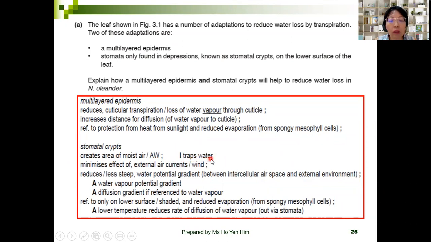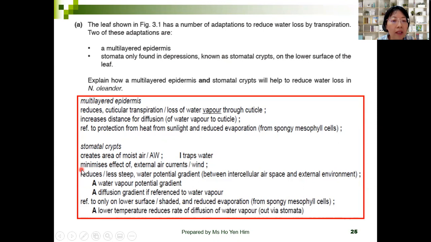Okay, ignore trapped water. They do not want a student to say that stomatal crypts trap water. It will not give a mark. So the air in the stomatal crypt is more humid, or more moist. So it will create an area where the air is more moist or more humid. Okay, so ignore trapped water. They don't allow trapped water.